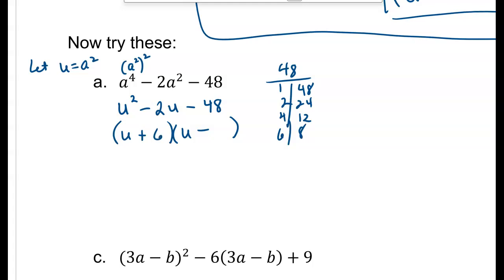I'm just going to throw in 6, 8. Did we put it in the correct spot? That's a negative 8u, positive 6u. Did that give us a negative 2u? All right, so we did that correct for that step.